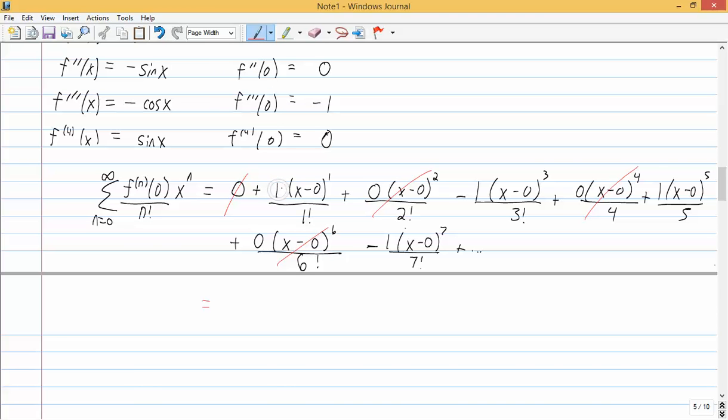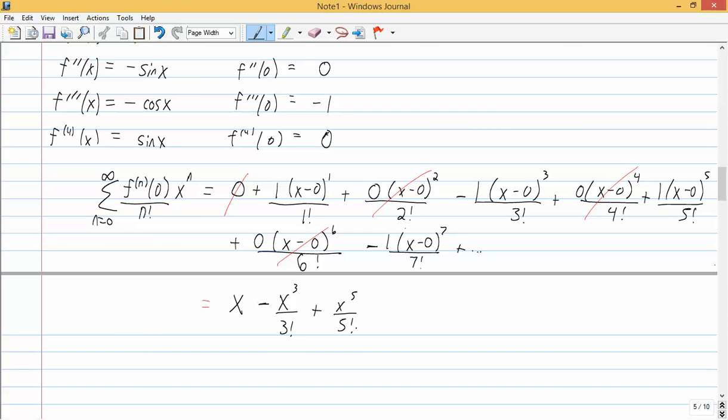And I'll have 1 times x to the first over 1 factorial is just x. Then I have minus x minus 0 to the third, that's going to be minus x to the third over 3 factorial. My next term here was plus, this will be x to the fifth over 5 factorial.